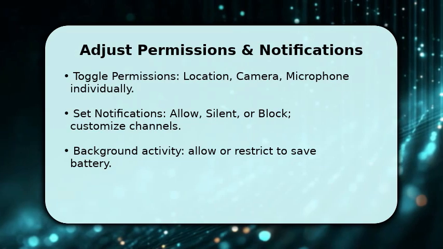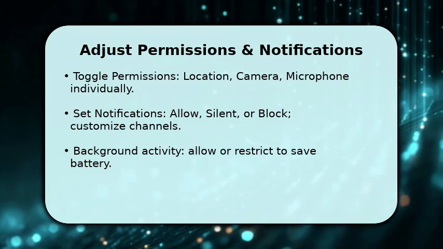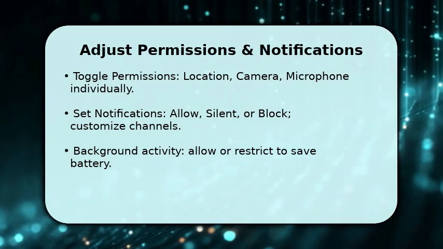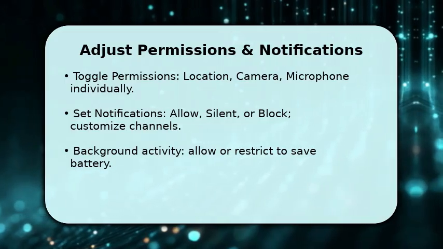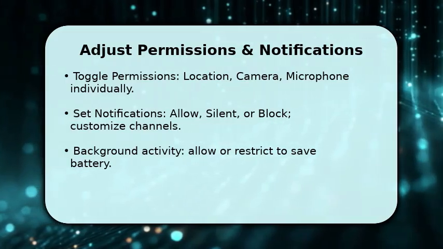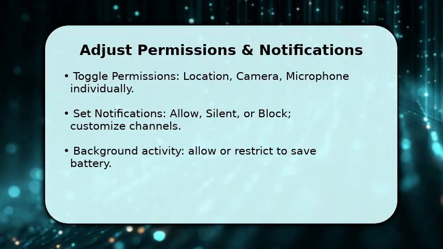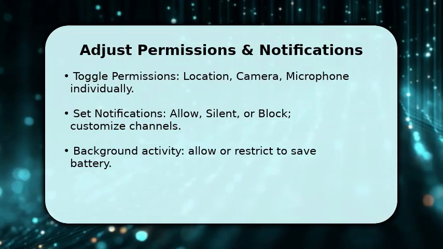Now focus on the middle, more complex controls. You should tap permissions and adjust each one: location, camera, microphone, choosing allow only while using the app when possible to protect privacy. Next, go to notifications and pick allow, silent, or block.